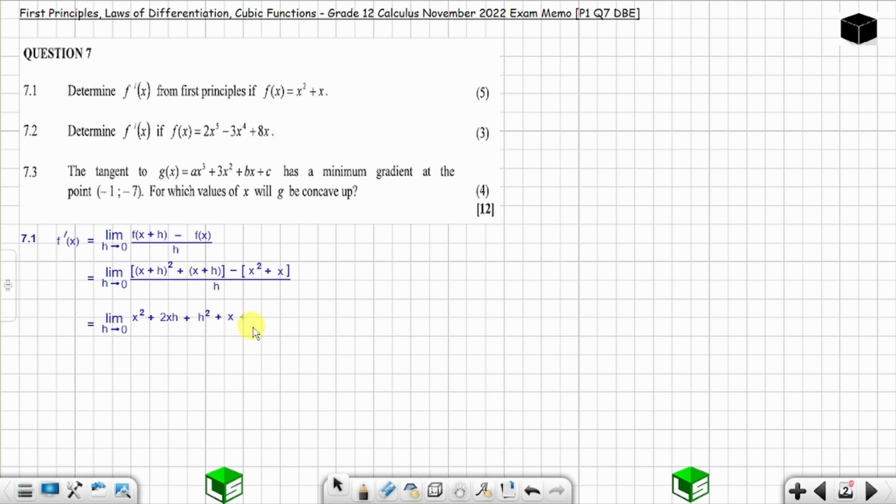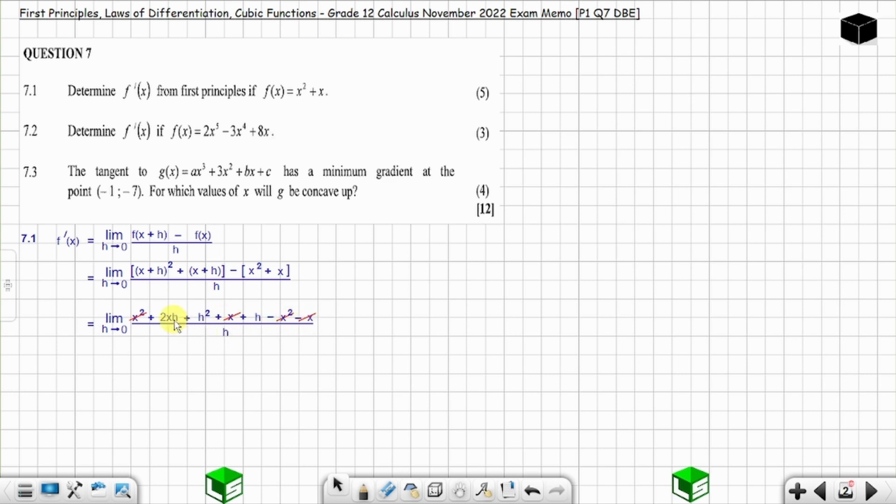plus h. You have negative in front of this bracket. Okay, so you are going to have minus x squared minus x because of the negative in front of the bracket. Okay, this is over h. Now you can see you have x squared minus x squared. This is 0. And you have plus x minus x. Okay, plus x minus x. This is 0.